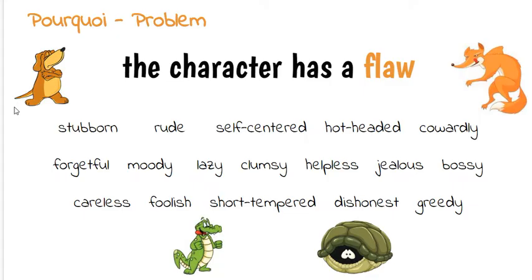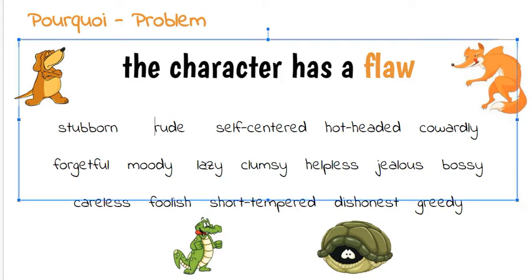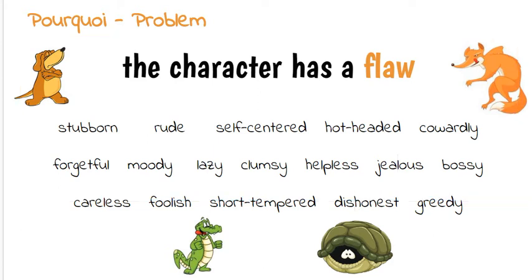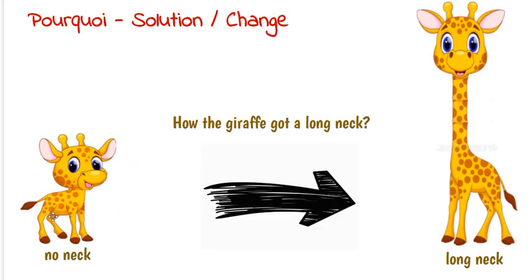Okay, the character has to have a flaw, which is a bad character trait. So usually we're used to having a lot of strong character traits, but not negative ones. So your character can be stubborn or rude or lazy or short-tempered or dishonest, jealous. Any of these would be good. So I'm going to leave this on here for now. Think of a bad character trait. Are they rude? Are they bossy? Are they cowardly?